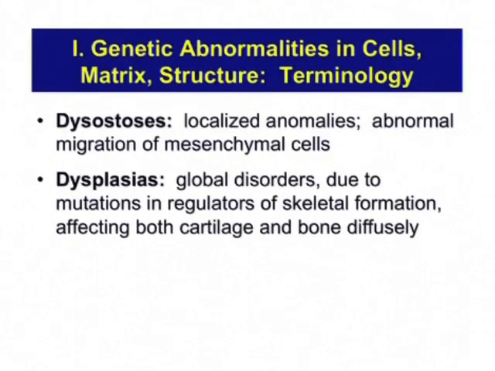Okay, so just general terminology. Dysostoses, that word refers to a localized problem in the bone. So it's usually due to abnormal migration of the mesenchymal stem cells, but this is going to be a problem that's just in one area of the body. So syndactyly, which we'll look at, would be an example of that. As opposed to dysplasias, these tend to be problems like in collagen, for example, and collagen is important in all the bones of the body. So dysplasias are going to affect all your cartilage and bone throughout the body.